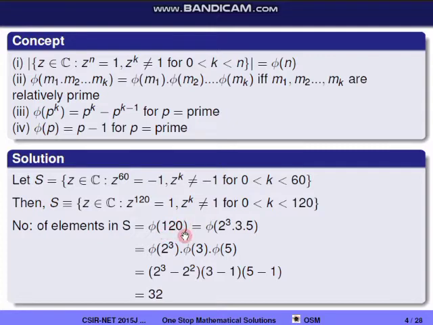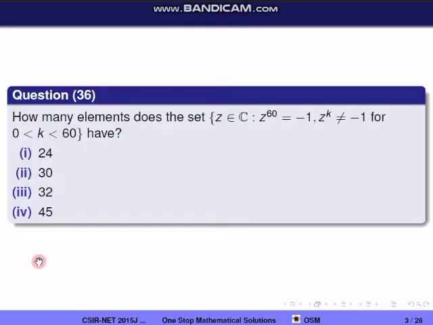Therefore, phi of 120 is equal to phi of 2 cube into 3 into 5. And using concept 2, this can be split because they are relatively prime numbers. So this is equal to phi of 2 cube into phi of 3 into phi of 5. For phi of 2 cube, I am using the third concept, and for phi of 3 and phi of 5, I am using the fourth concept. So this is equal to 2 cube minus 2 square into 3 minus 1 into 5 minus 1. Once we simplify this, we get the answer is equal to 32. So now we'll check the correct option. The correct option is the third one.